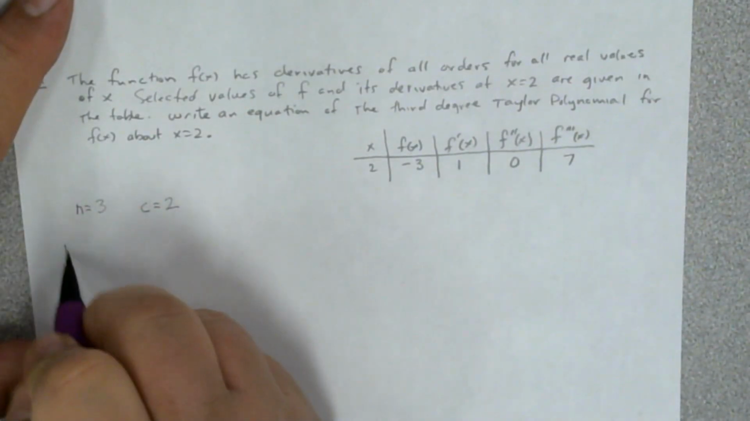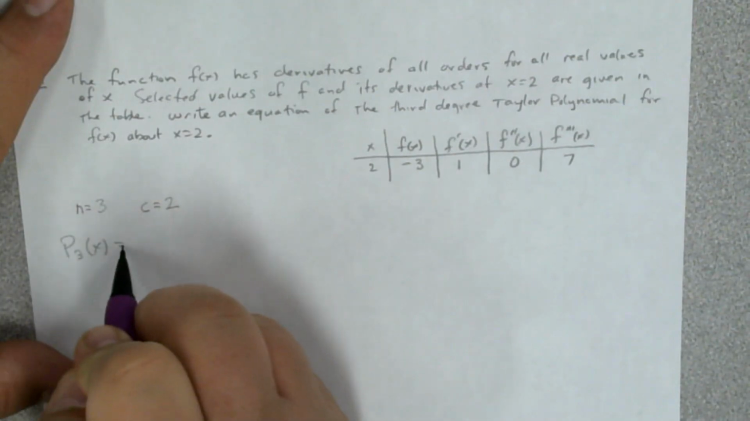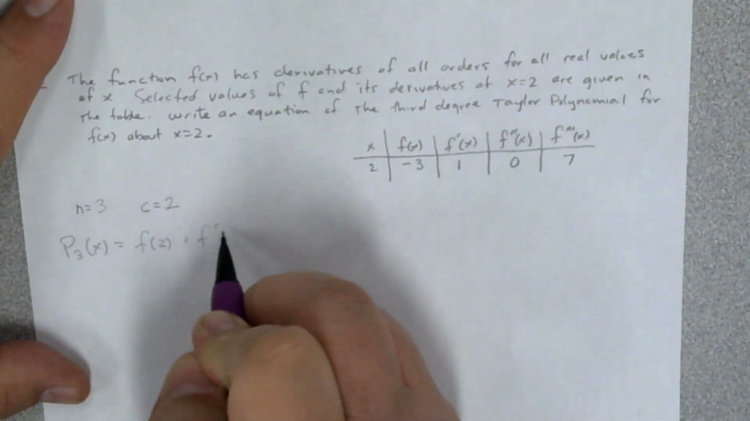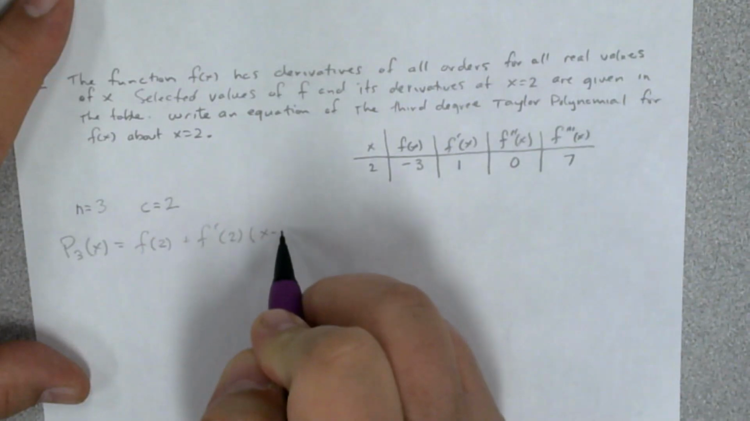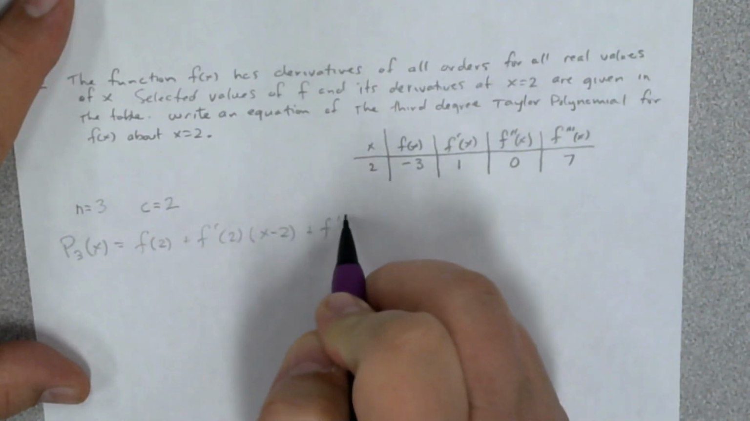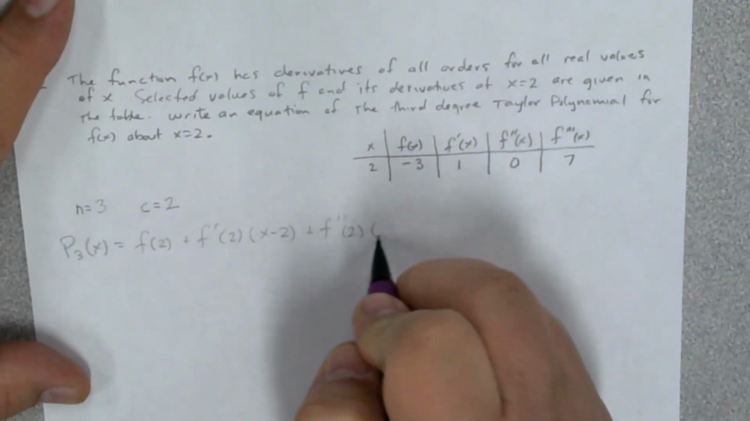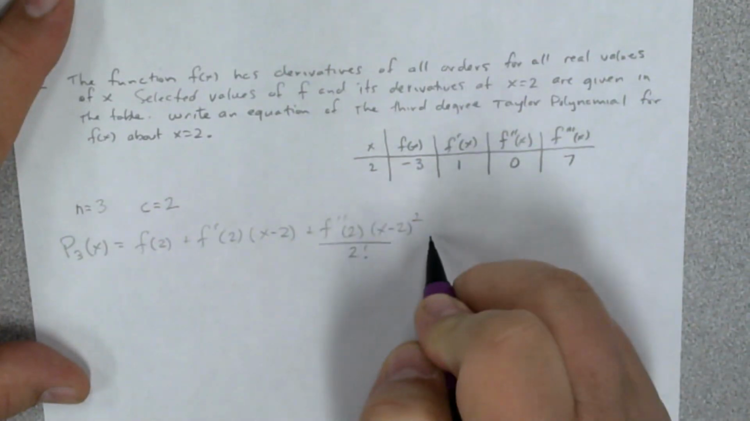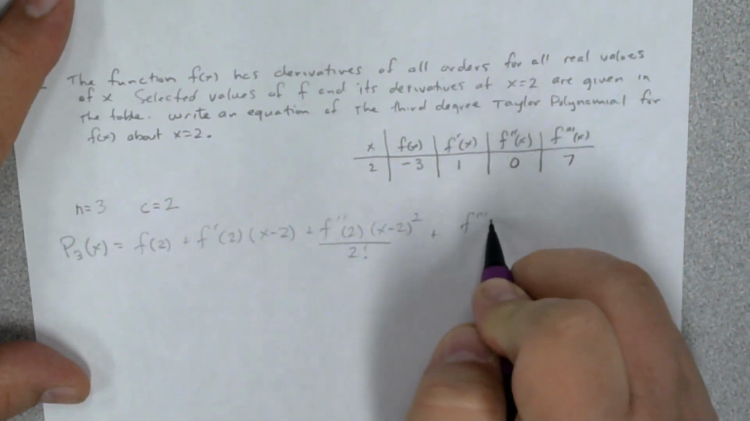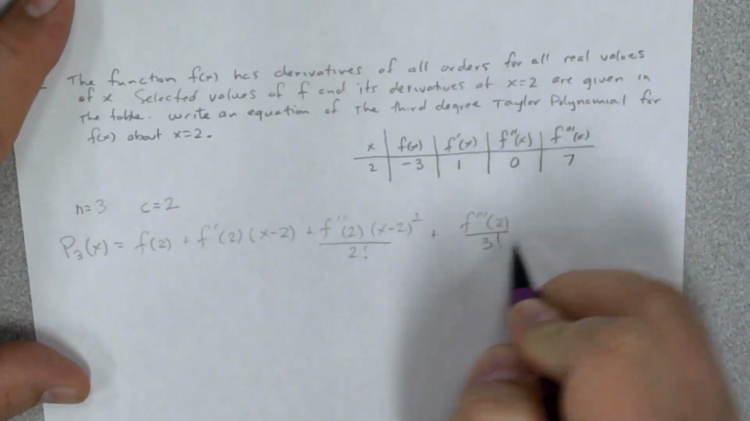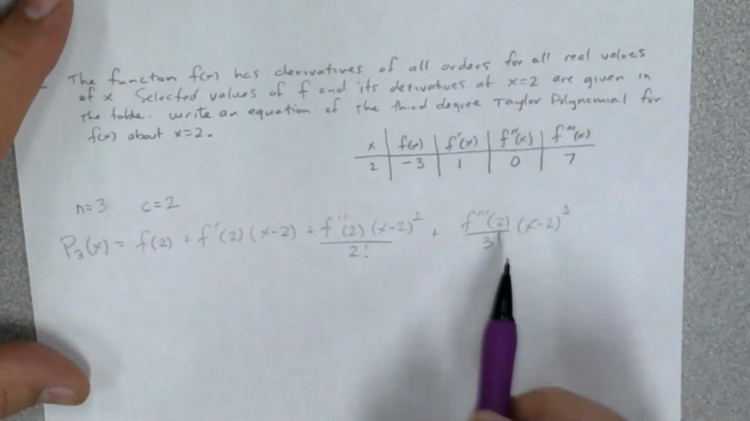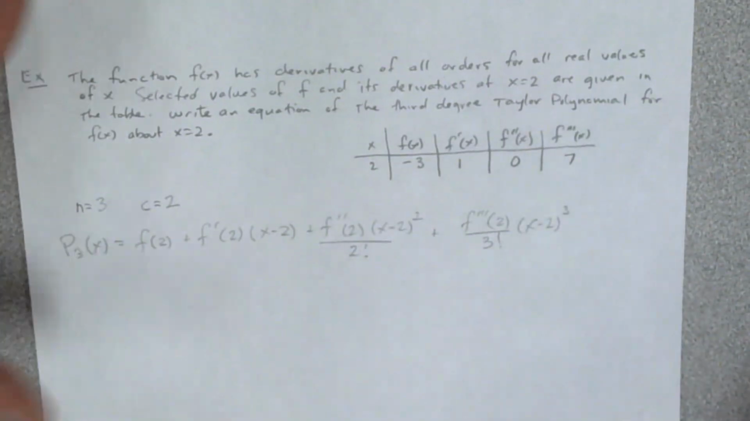So our p of 3 is going to be f of 2, plus f prime at 2 times x minus 2, plus f double prime at 2, x minus 2 squared over 2 factorial, and then the third derivative at 2 over 3 factorial, x minus 2 cubed. So all I have to do is find these derivatives at those values, and I have my answer.